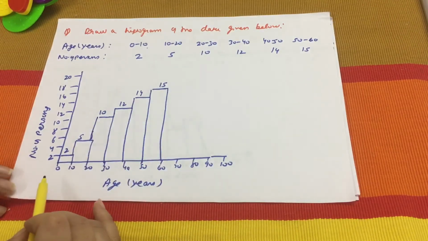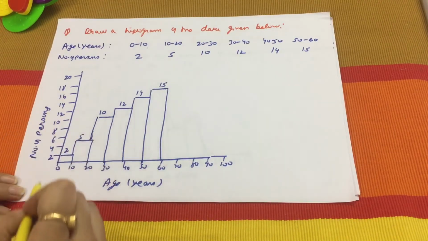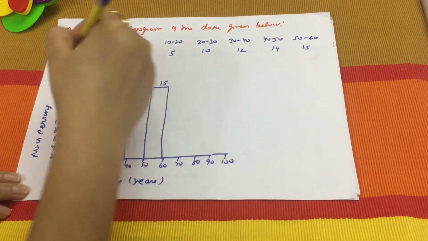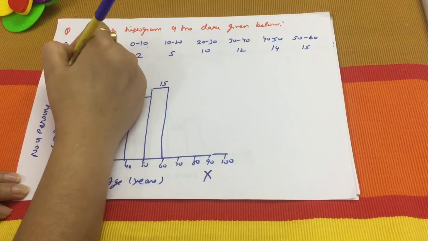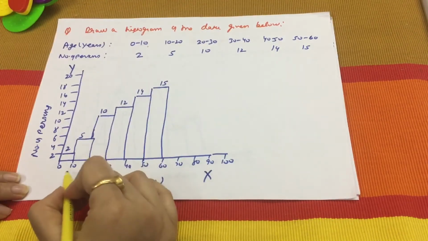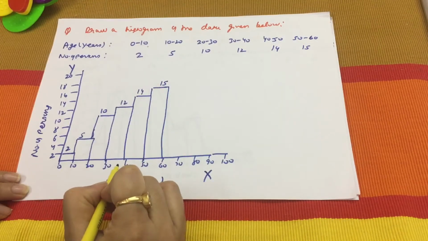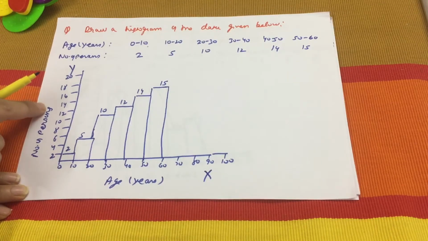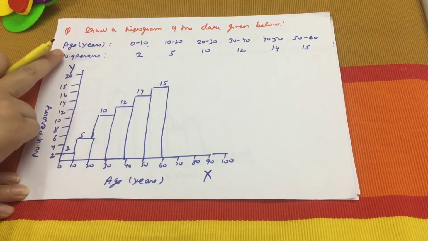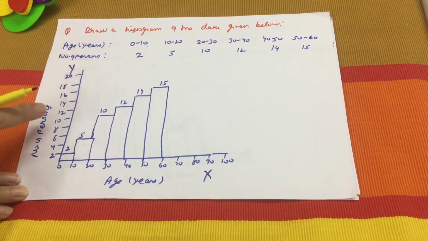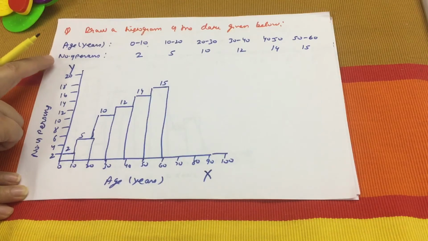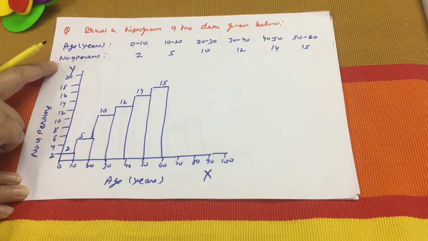Now how will you construct it? First you plot a graph. First you plot the x-axis and then you plot the y-axis. So this is your x-axis and this is your y-axis. Now on the x-axis you have to put your variable, and on the y-axis you have to put your frequency. Here the variable is age, which is given in years, and on the y-axis you have to take the frequency. So here in this particular example our frequency is the number of persons.